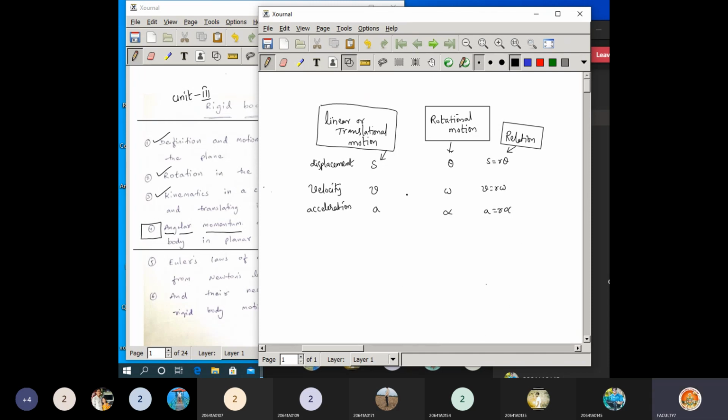Now you have already got what theta means. It is the angular displacement. Okay. Next, omega is the angular velocity. Next, alpha is the angular acceleration.